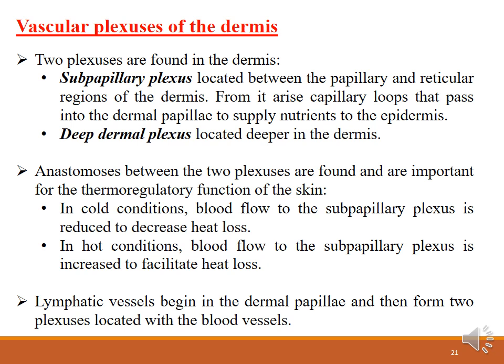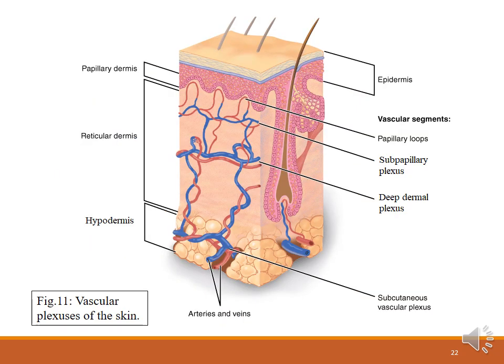So now let's talk about the vascular plexuses found in the dermis. In the dermis, we have two major plexuses. The subpapillary plexus is located between the papillary and reticular regions. Here, between the papillary and the reticular regions of the dermis. From this plexus, several papillary loops arise into the dermal papillae, and these are important to supply nutrients for the epidermis. Then we have the deep dermal plexus, here, found in the deeper regions of the dermis.